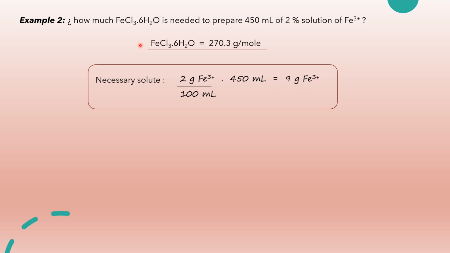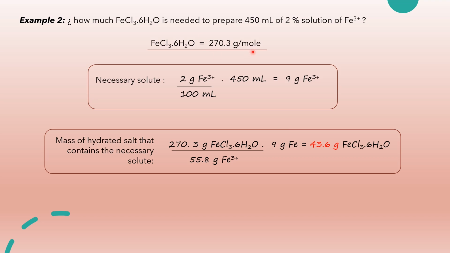Now, the molar mass of this salt, if you sum up 1 iron, 3 chlorines, and 6 waters, you would get 270.3 grams. So this whole mass of the hydrated salt contains how many moles of iron? Only 1. It's only 1 iron in here. And iron is 55.8 grams per mole. So this is the mass of iron contained in 1 mole of the hydrated salt. If I need 9 grams of iron, I will need this amount of hydrated salt and then dissolve it in 450 milliliters of water.